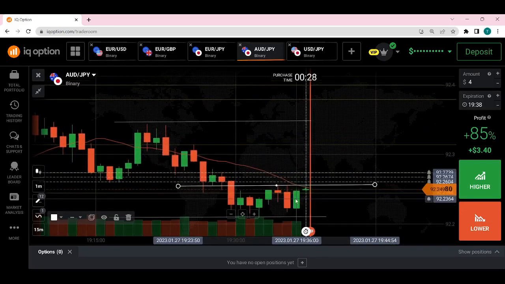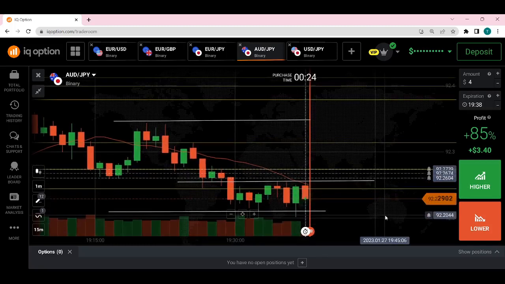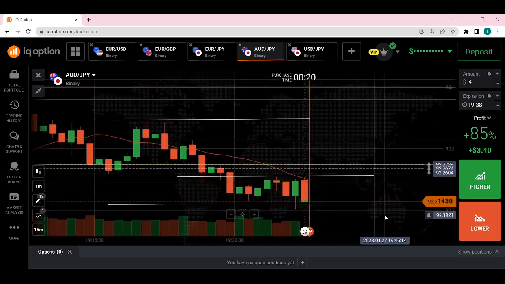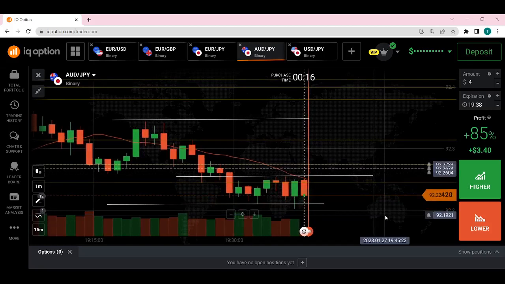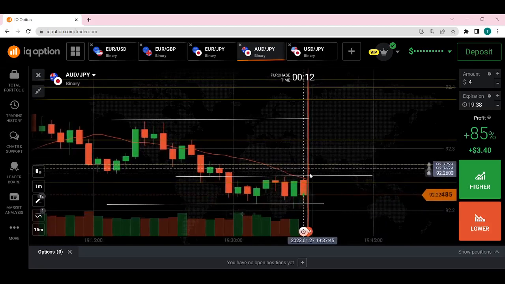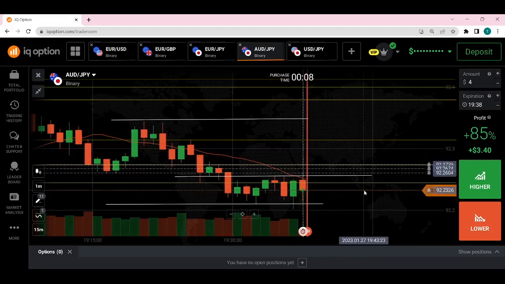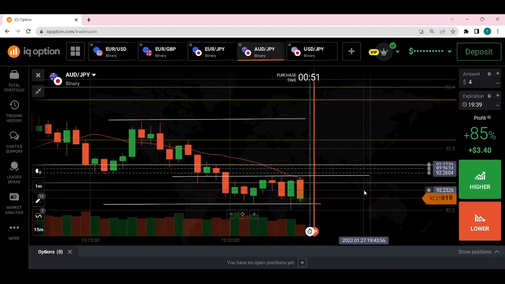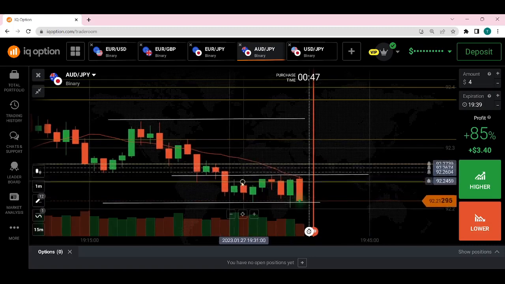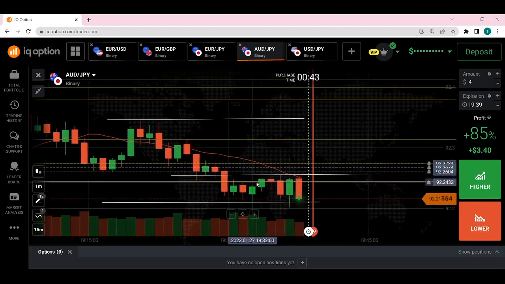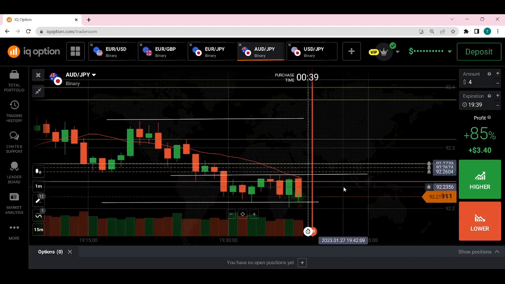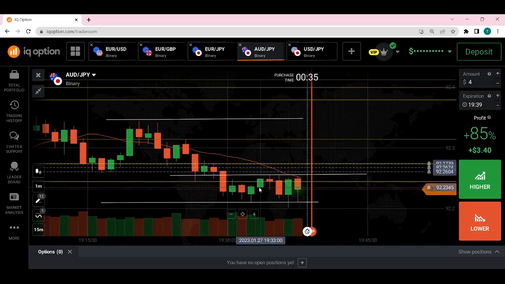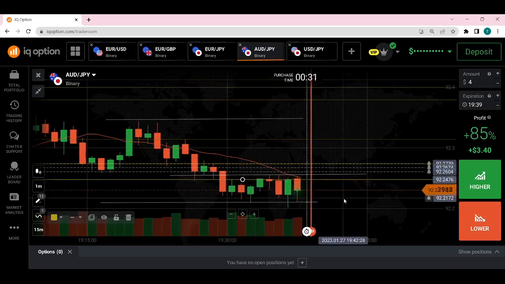Okay. So entry is here. We are waiting here. Once it touches, we will go for put, else we will wait. So this is a good level of this continuation. That's why it is getting rejected so many times. One time, two times, three times. Exactly where it touched, there you find the rejection of that market.